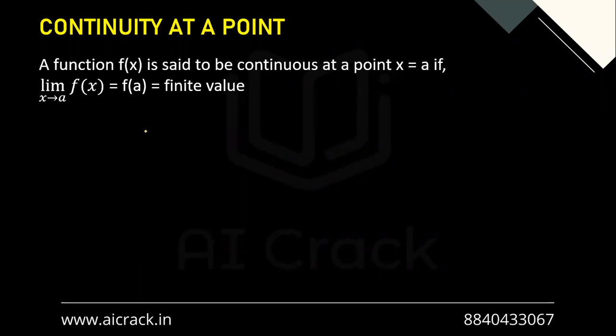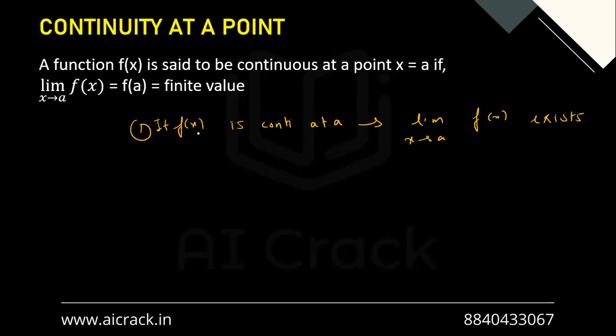Now let's discuss a few important conclusions based on the concepts we had. The first one is, let's say we have a function f(x). If f(x) is continuous at a, this implies that the limit as x approaches a of f(x) exists. If a function is continuous at a, that means the limit as x approaches a of f(x) exists. But the vice versa is not true.